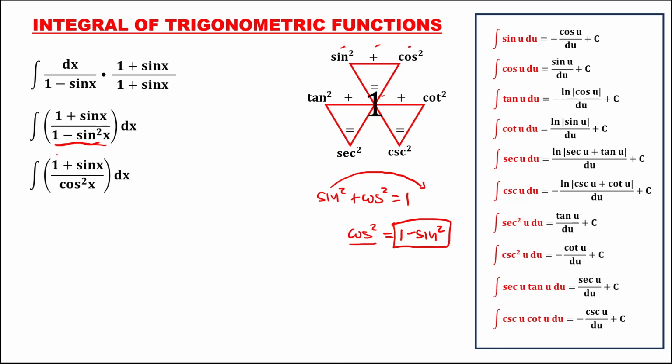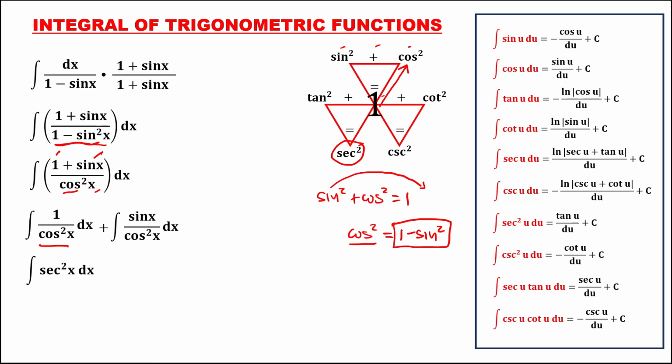So the first term is 1 over cosine squared x, then plus sine x over cosine squared x, then the dx. Then apply the identity. Since 1 over cosine squared is equal to secant squared, this becomes the integral of secant squared x, then the dx.